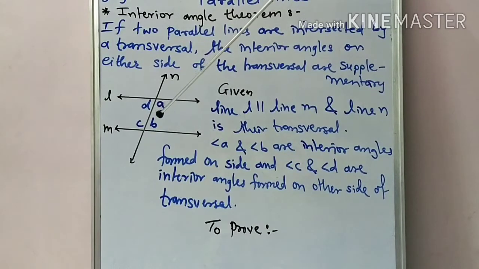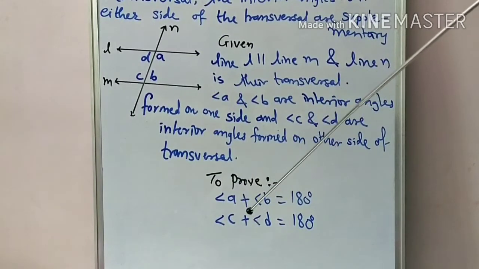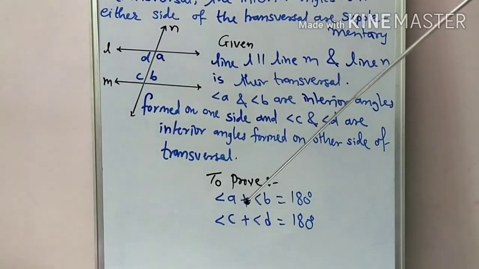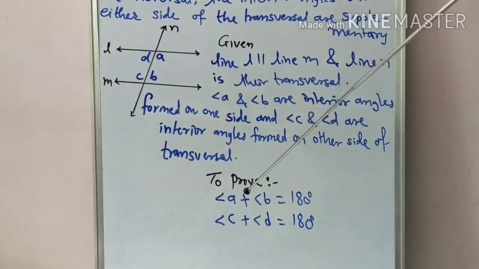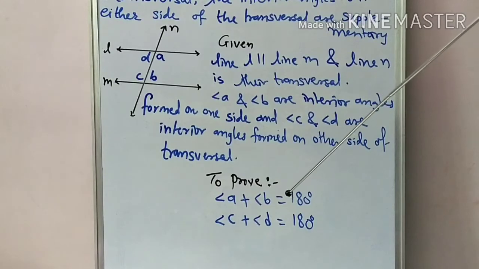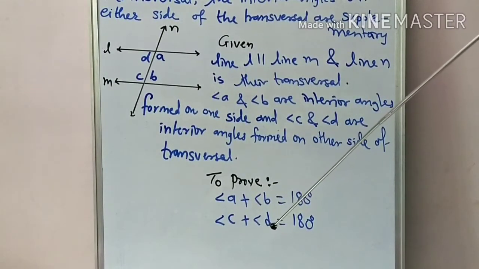That the interior angles formed on either side of the transversal are supplementary, meaning the sum of that pair of interior angles is what? 180. Like this. Here we write the to-prove part: the sum of the pair of interior angles on either side of the transversal, means angle A plus angle B equal to what? 180, and the other pair, angle C plus angle D, is equal to what? 180.